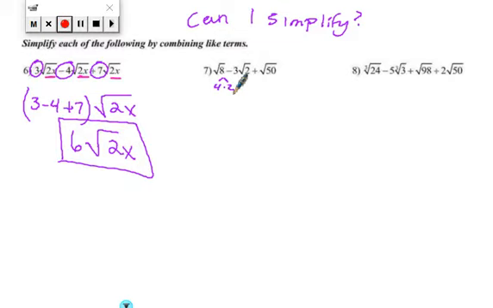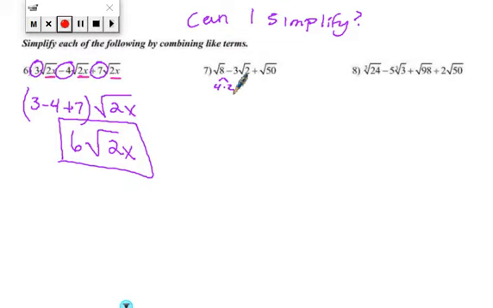I'm going to leave the middle one because it is in simplest form. And I'm going to have, it should be a 2. Let me rewrite that. And then the square root of 50, I can break that down into 25 times 2 and pull out one of my 5's.